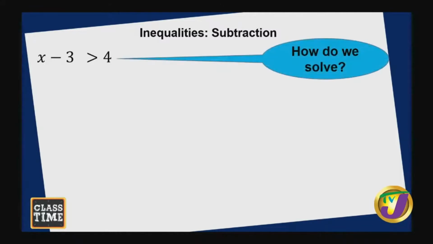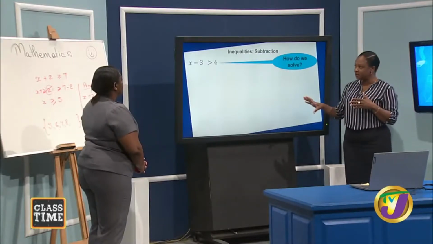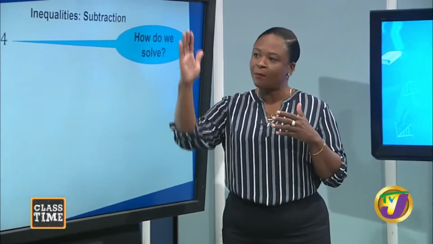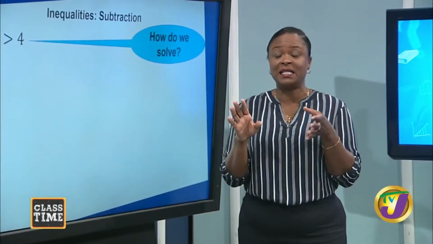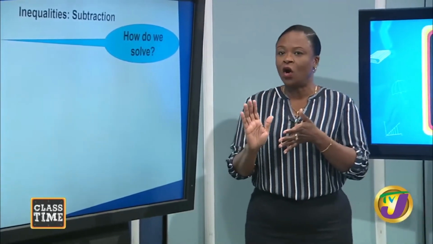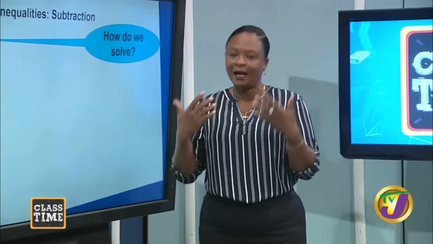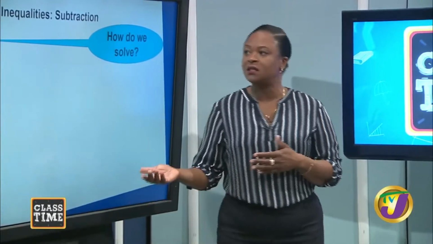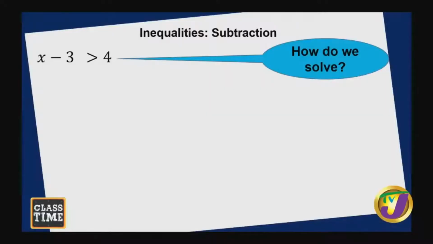It is read as x take away 3 is greater than 4. Remember, the open end shows the greater portion, and the closed end refers to the lesser portion. If we were to solve this, there is no great distinction from how we would solve the other equations. On the left-hand side, we have x subtracting 3 is greater than 4.